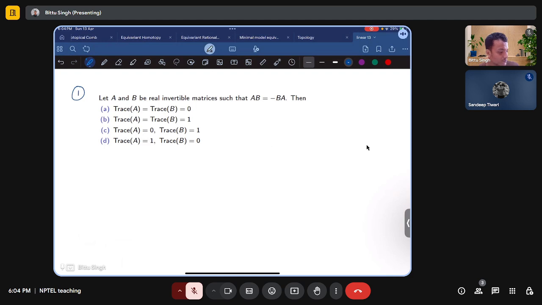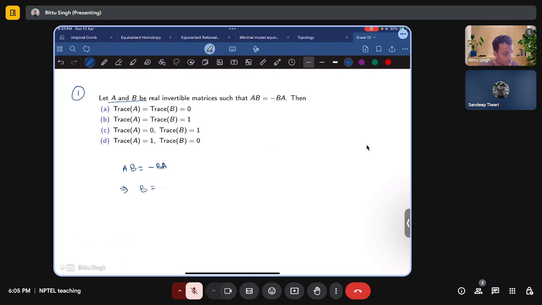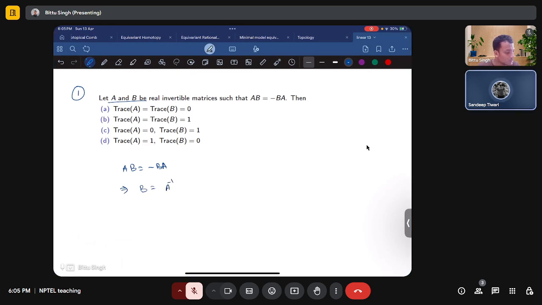Here we need to find the trace of the matrix B. It is given that AB is minus BA and A, B are both invertible. From here, AB is the same as minus BA. Therefore, since A is invertible, B is equal to minus A inverse BA. So it will be B is equal to minus B, which will imply trace B is 0.